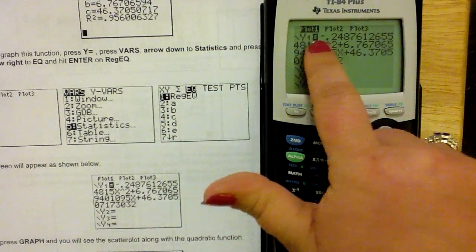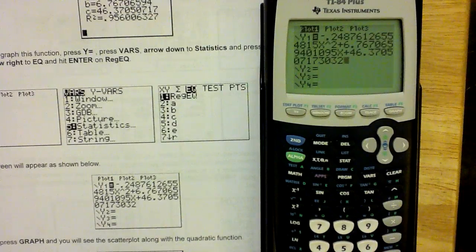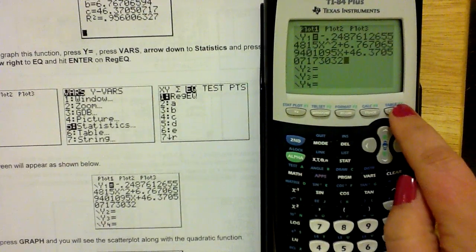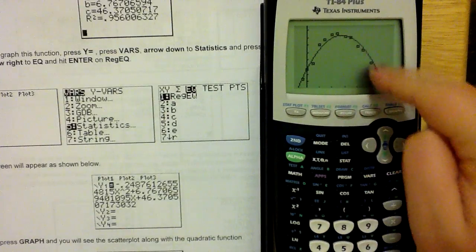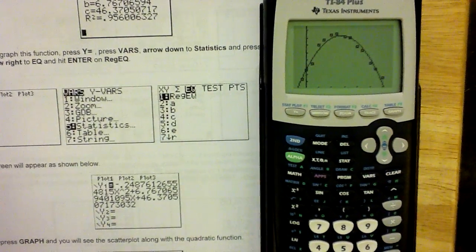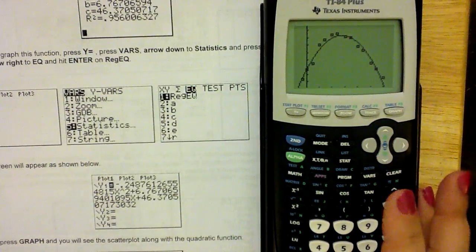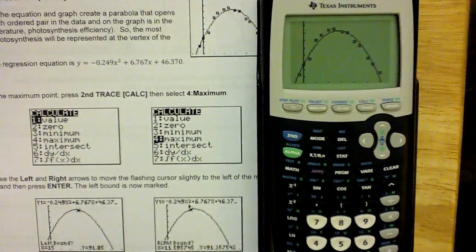So now that we have our equation that we got from our stats, we can graph it along with our scatter plot by pressing graph. So now you can see how well this model is fitting. Notice it's hitting most of our data points, but not all of them, which is why we don't have a 1 on our R-squared value. It's very close to 1 because it's very close to our data points, but not quite. So we need to do some analysis now.